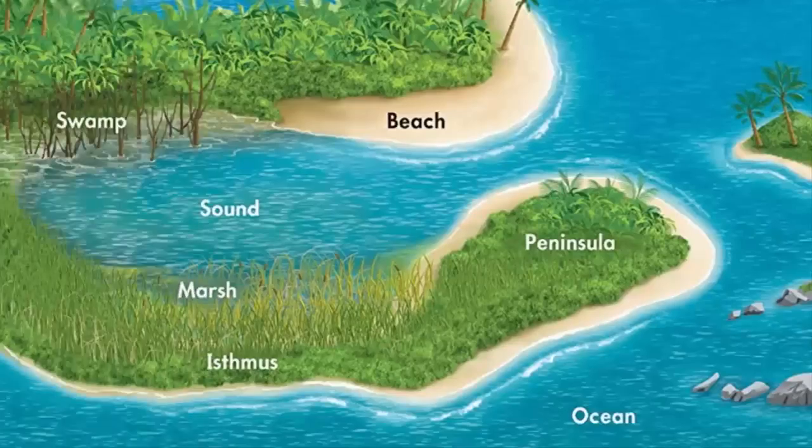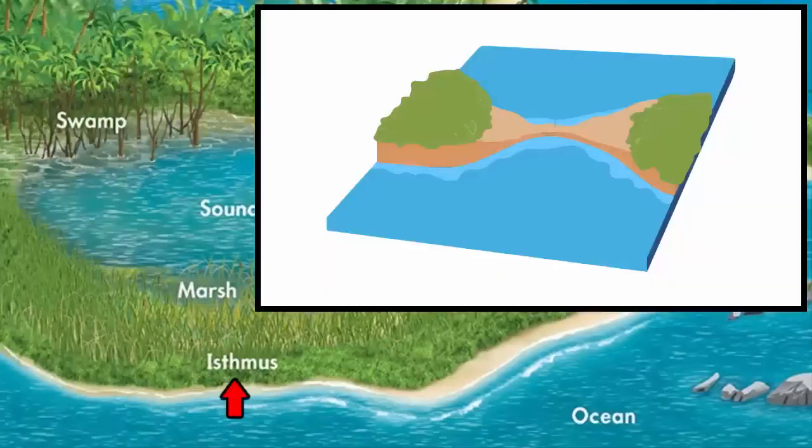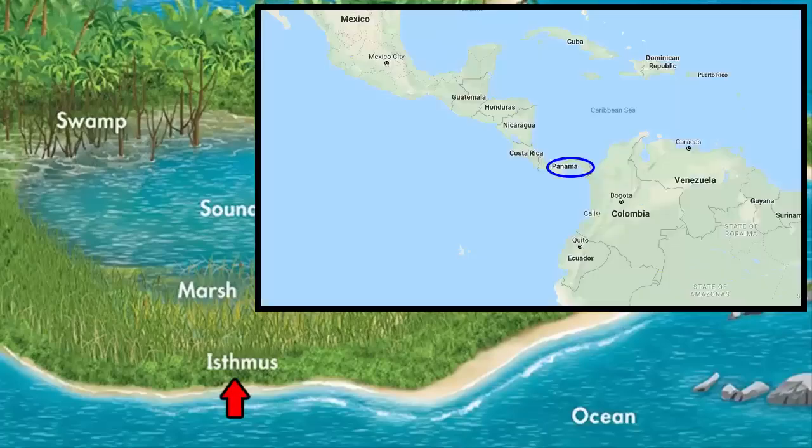The next one is Isthmus. It is a narrow strip of land with sea on either side, forming a link between 2 larger areas of land. One of the most famous examples of the Isthmus landform is the Isthmus of Panama. The Panama Isthmus is a narrow strip of land that connects Costa Rica and Colombia. Essentially, the Isthmus of Panama connects North and South America. It is in between the Caribbean Sea and the Pacific Ocean.